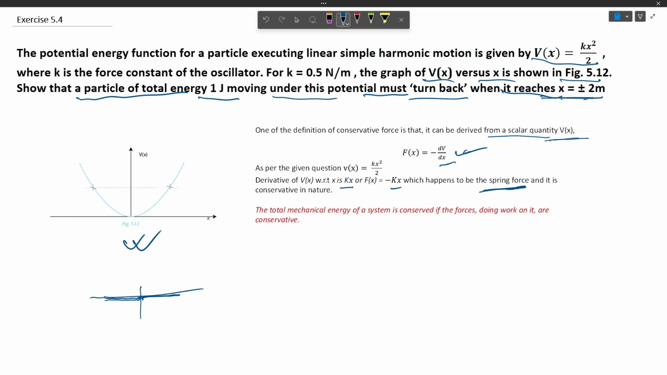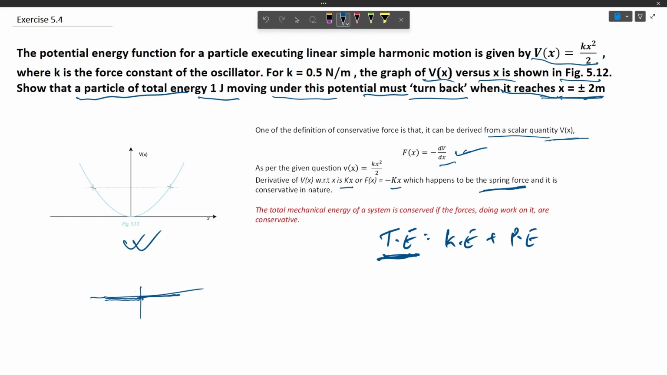which is responsible for simple harmonic motion, and it is conservative in nature. The point of talking about conservative force is that for a conservative force, the total mechanical energy of the system is conserved. When we decompose total mechanical energy into kinetic energy and potential energy, it is always going to be constant, whether the particle is at the extreme position or the mean position or in between these two positions. So we have to talk about the particle at x equals 2 meter.